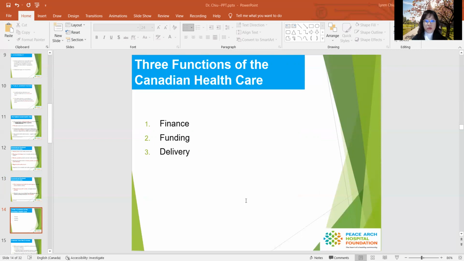Now I'd like to move on to the three functions of the Canadian healthcare system: finance, funding, and delivery. What does it mean?